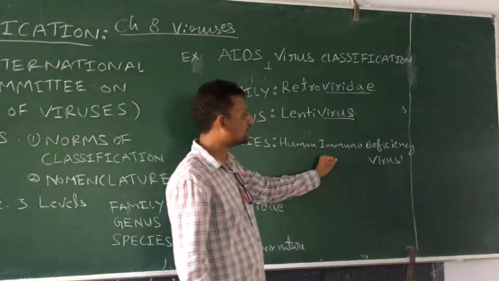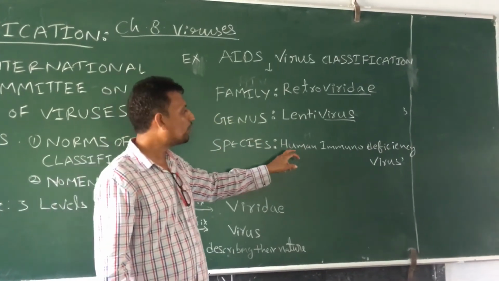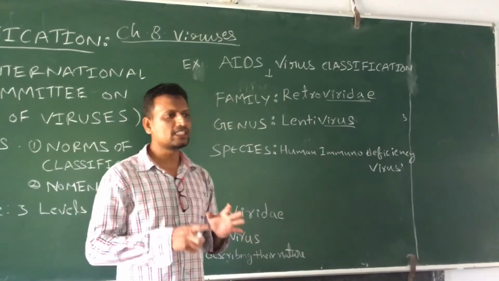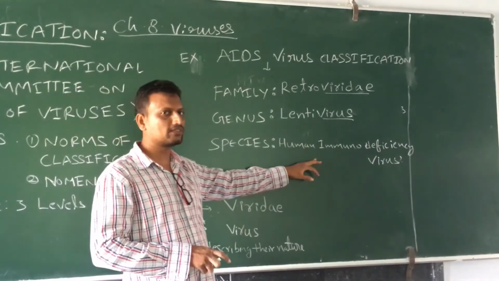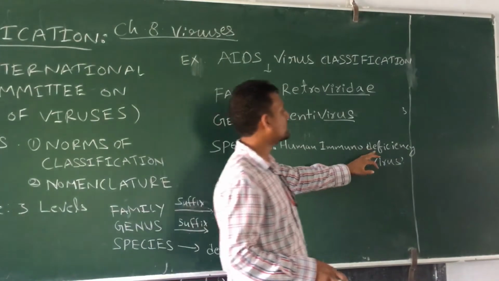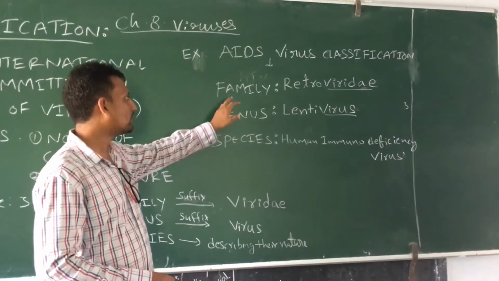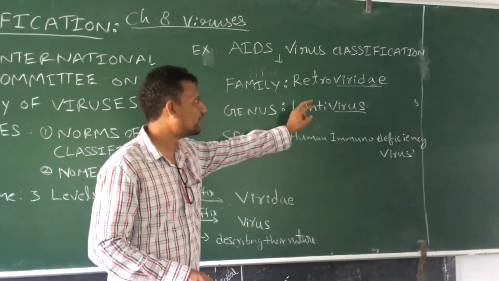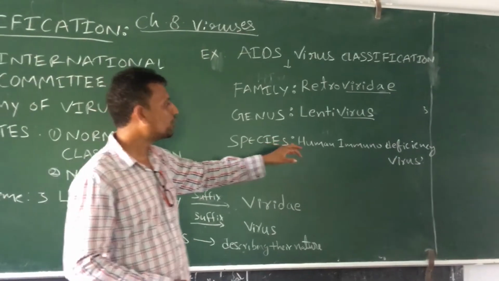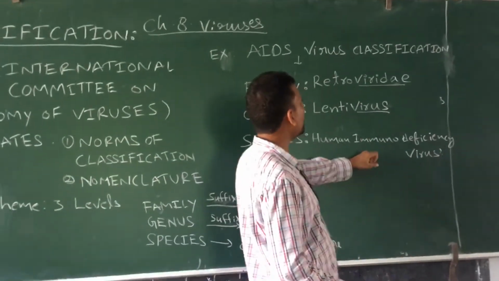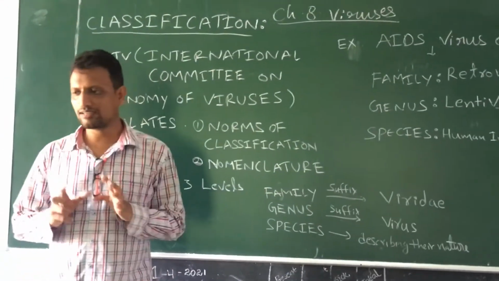This species name describes the nature of the virus, because HIV causes deficiency of the immune system in humans. That's why it's called human immunodeficiency. It is describing the nature of the virus. So these are the three taxons: family Retroviridae, genus lentivirus, and species human immunodeficiency virus. This is the classification of the AIDS virus.